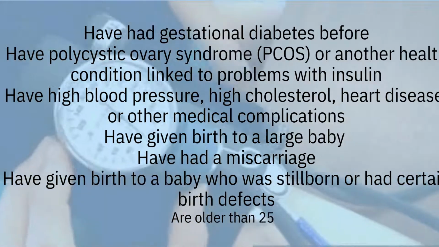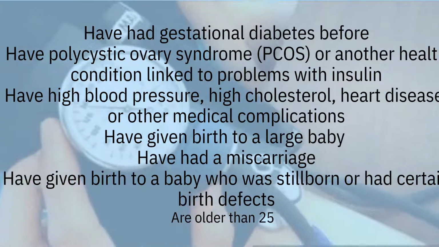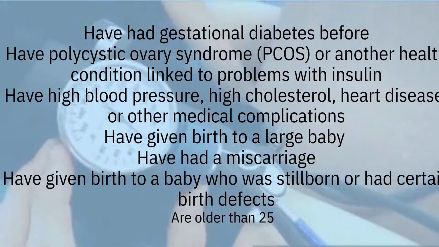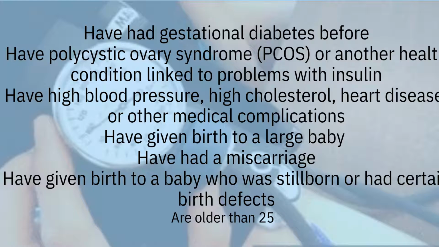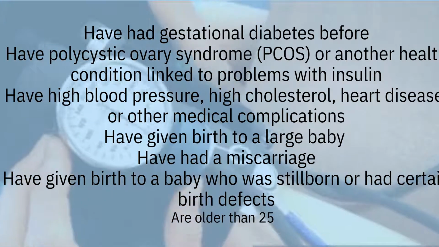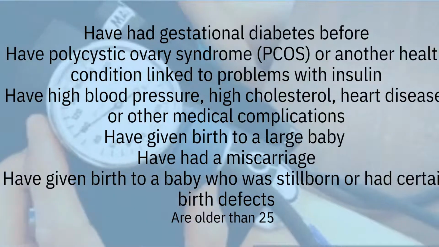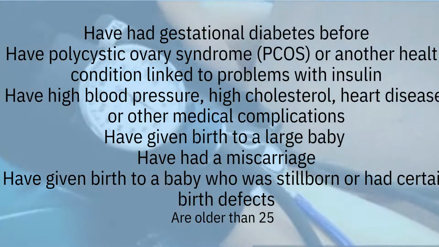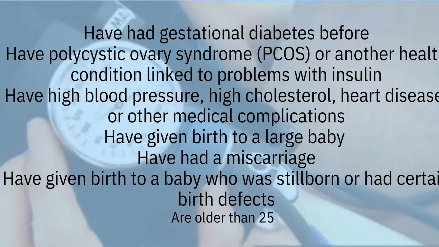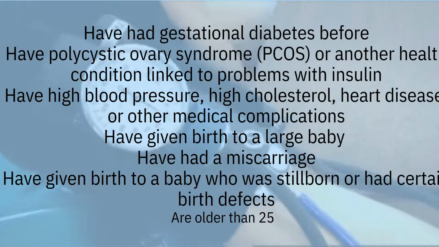Also, having had gestational diabetes before, having polycystic ovary syndrome or another health condition linked to problems with insulin, having high blood pressure, high cholesterol, heart disease, or other medical complications, having given birth to a large baby, having had a miscarriage, having given birth to a baby who was stillborn, or had certain birth defects, and being older than 25.